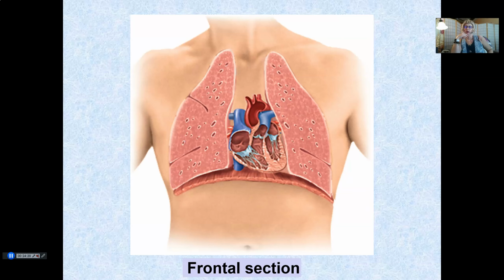This is the frontal section. As I said, there is the answer. I'm going to move on to the next slide now.